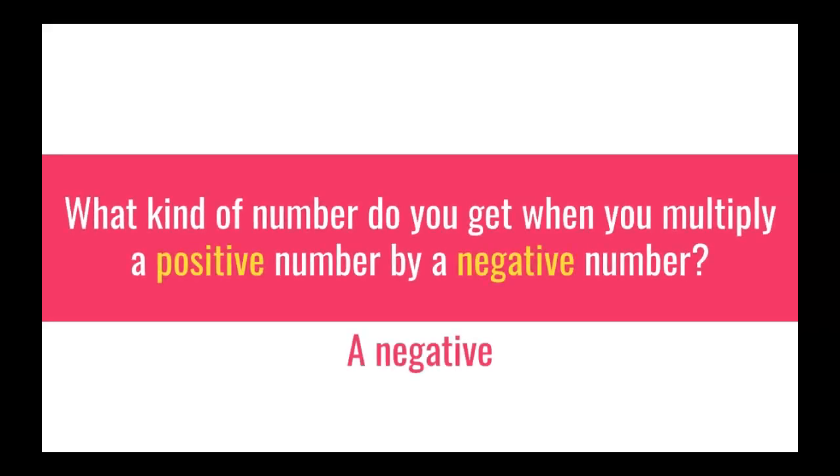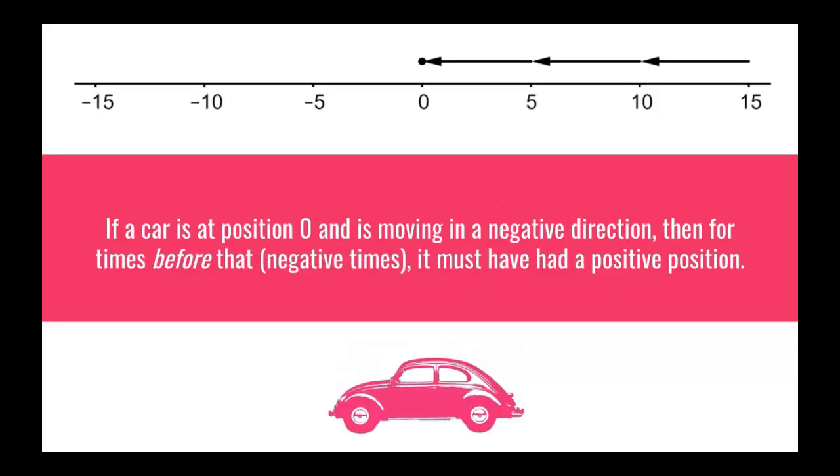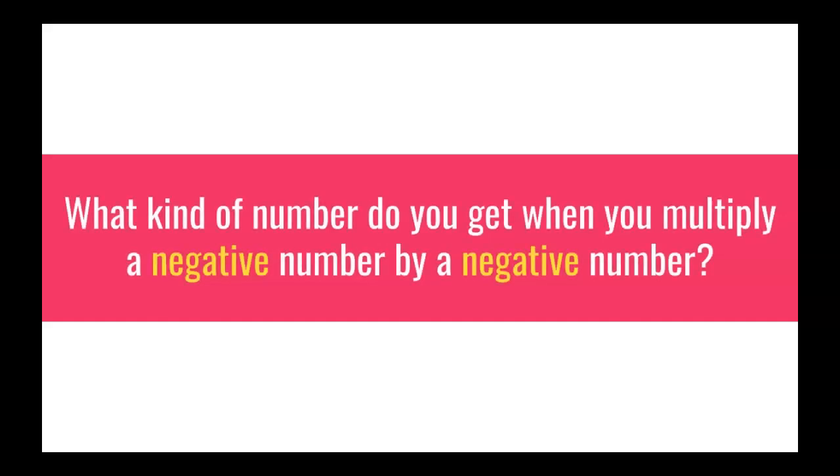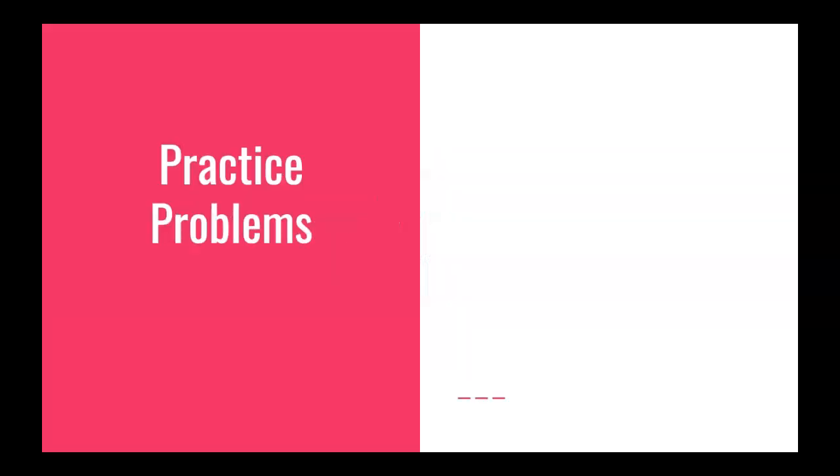And then the last one, this is the new one for today, and it's kind of the trickiest. If a car is at position 0 and it's moving in a negative direction, then for times before that, which we'll call negative times in the past, it must have had a positive position. So this can show us, what do you get when you multiply a negative by a negative? You get a positive.